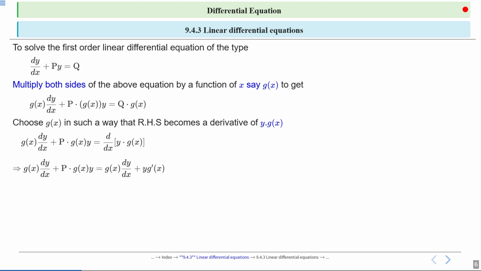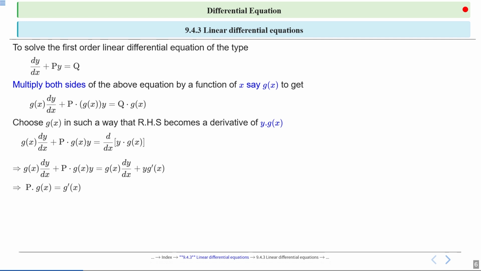So when we differentiate y into g(x) with respect to x, we get g(x) dy/dx plus y into g'(x). We just apply the product rule of differentiation. That is, whenever we differentiate a product of two functions, like uv, the differentiation of uv with respect to x is equal to u into the differentiation of v with respect to x plus v into the differentiation of u with respect to x.